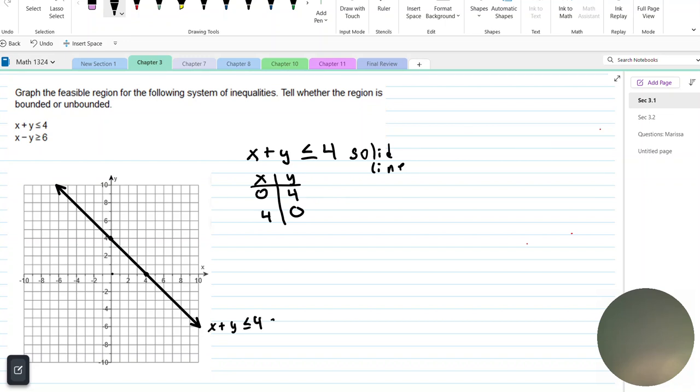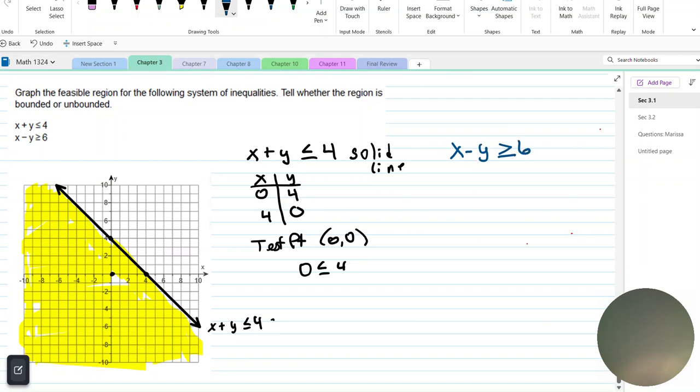And we're going to do a test point of 0, 0. All right. So 0 is less than or equal to 4 is true. So we're going to shade that. All right. So now we're going to do the other one. On the other one, I have x minus y is greater than or equal to 6.